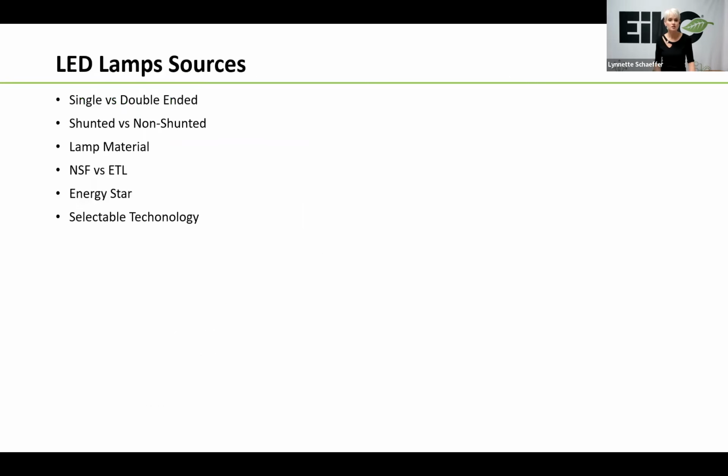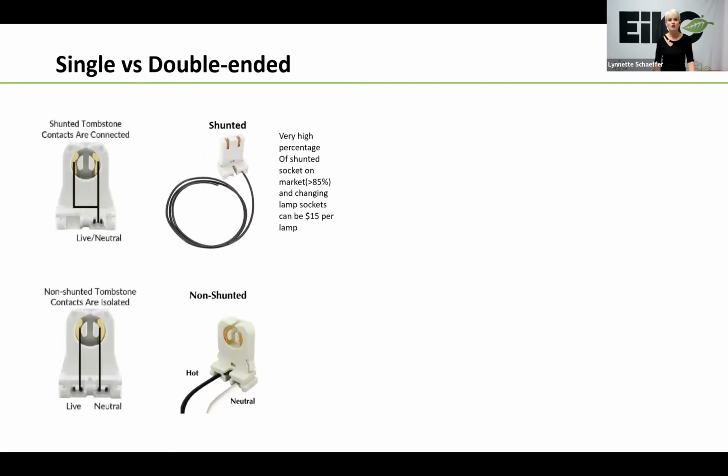Now, there are a few other additional things worth mentioning that relate to LED lamp sources: single versus double-ended, shunted versus non-shunted, lamp material, NSF versus ETL, Energy Star, and selectable technology. So let's get going with the tombstones and the shunted or the single versus double-ended.